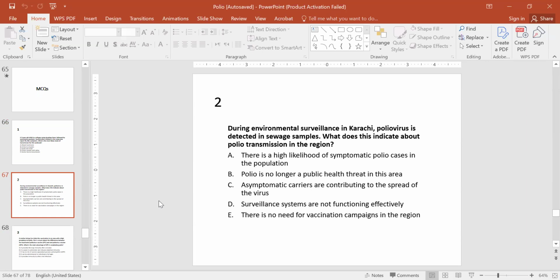Option A, there is a high likelihood of symptomatic polio cases in the population. Option B, polio is no longer a public health threat in this area. Option C, asymptomatic carriers are contributing to the spread of the virus. Option D, surveillance systems are not functioning effectively. Option E, there is no need for vaccination campaigns in the region.